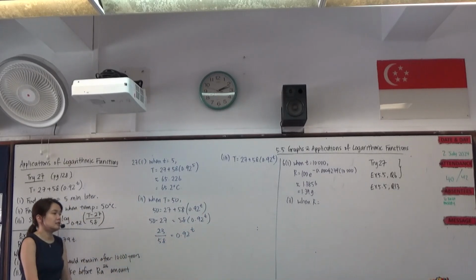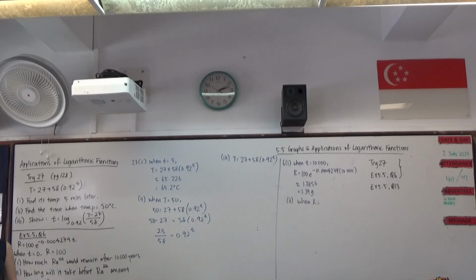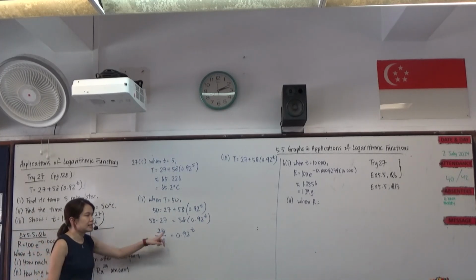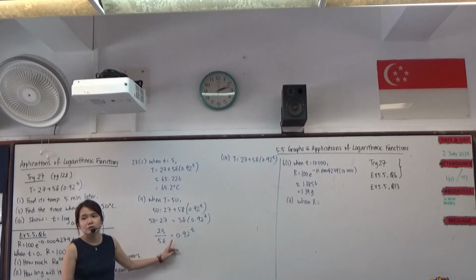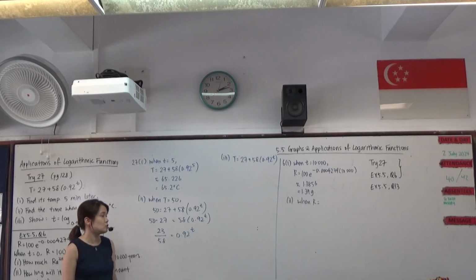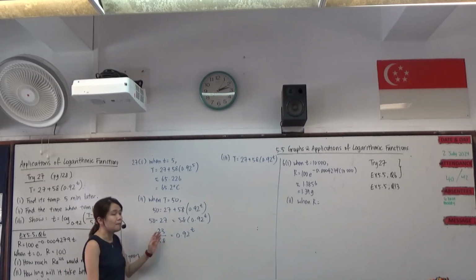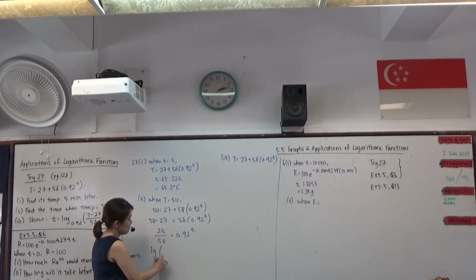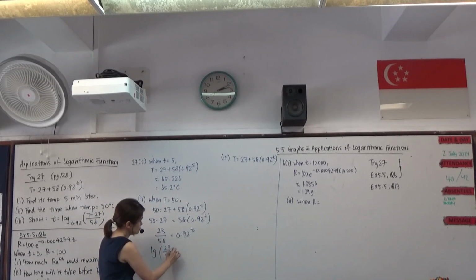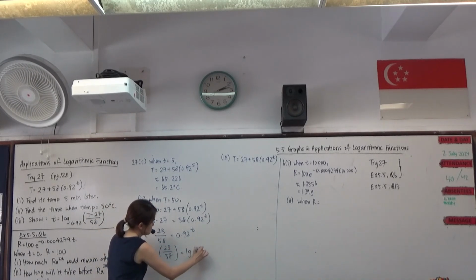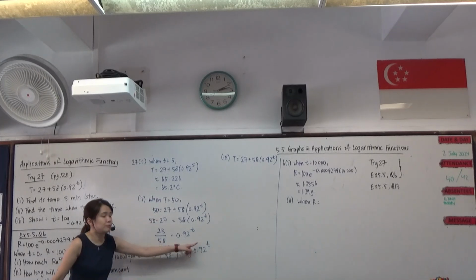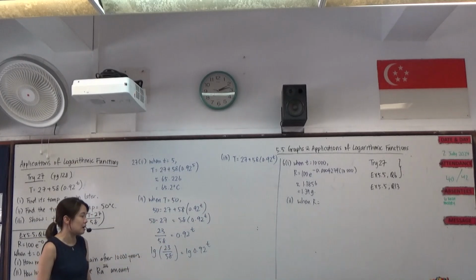That will give us 0.92 to the power of T. I do not recommend that you go and calculate for decimal first. Just keep everything exact as far as we can. Then from this, how do we bring the T down to make it the subject? We have to do our logarithms. So you can log both sides, apply our common log, and that will help you bring the T power down to the same level.